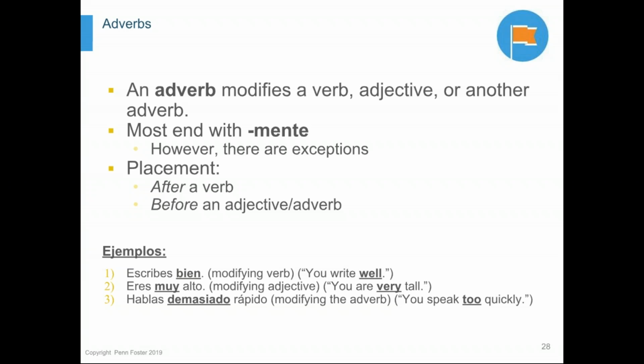Okay, so if you do see a word that ends in mente, it is an adverb, and then some others that do not end in mente, like bien and demasiado and muy, other very common ones, but there aren't that many. Those are probably the three most popular ones.